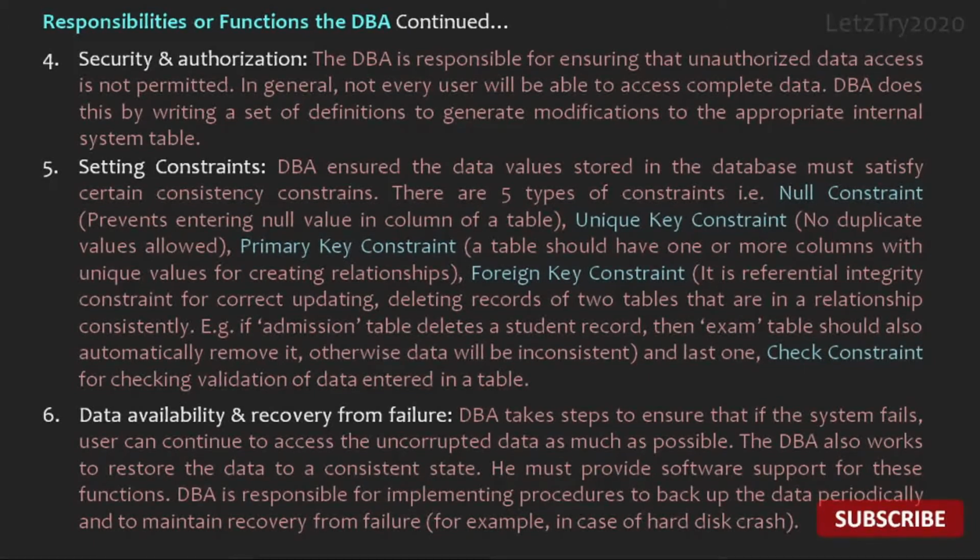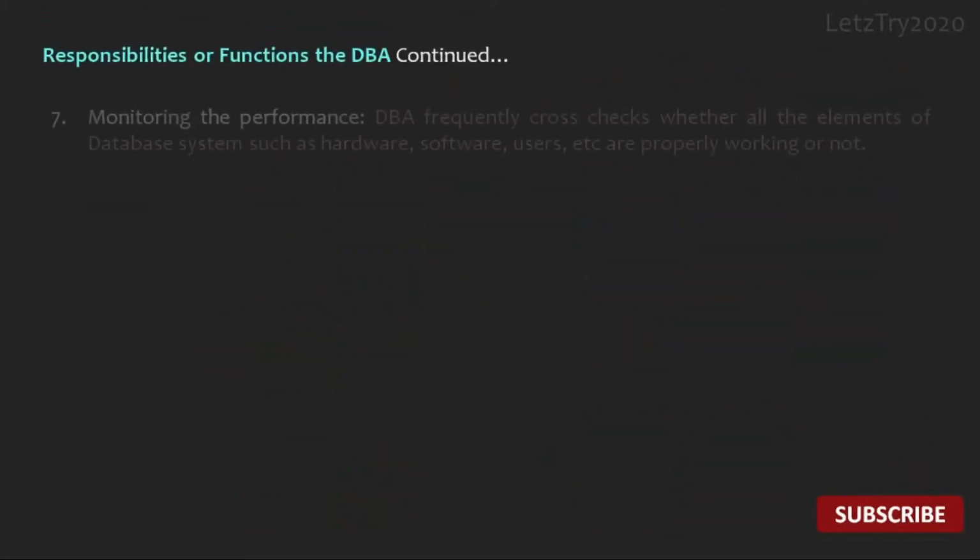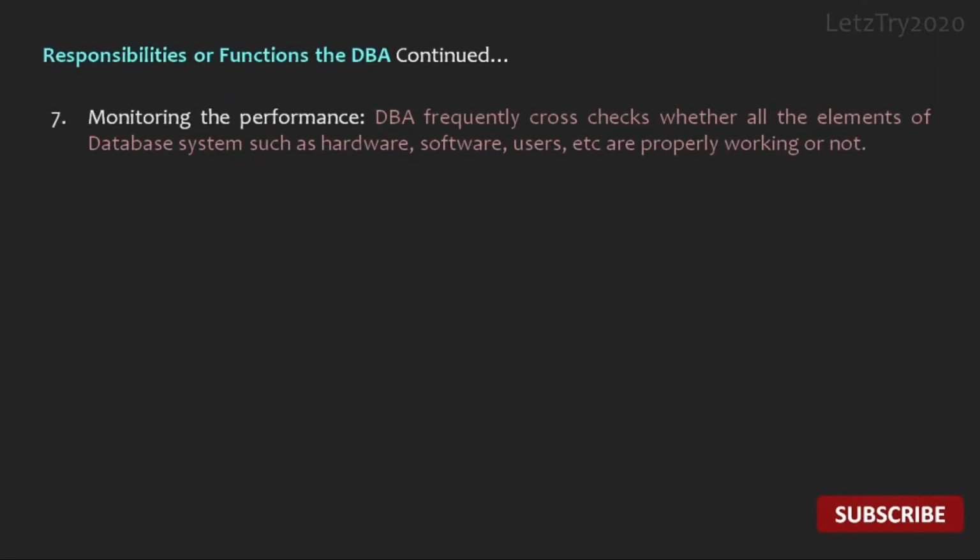The DBA is responsible for implementing procedures to back up the data periodically and to maintain recovery from failure, for example, in case of a hard disk crash. The next responsibility of the DBA is monitoring the performance. The DBA frequently cross-checks whether all the elements of the database system, such as hardware, software, users, etc., are properly working or not.